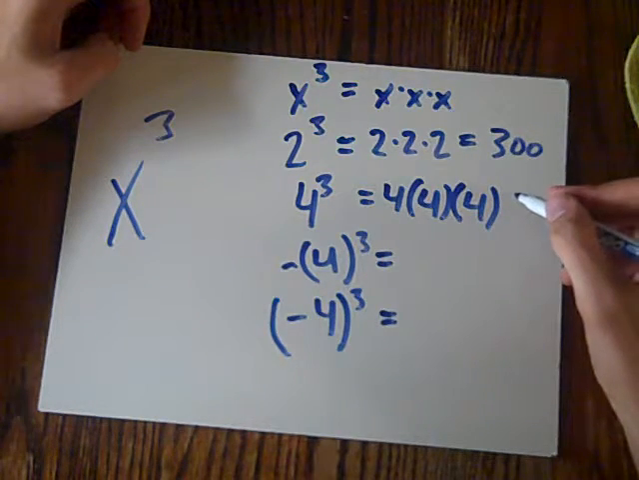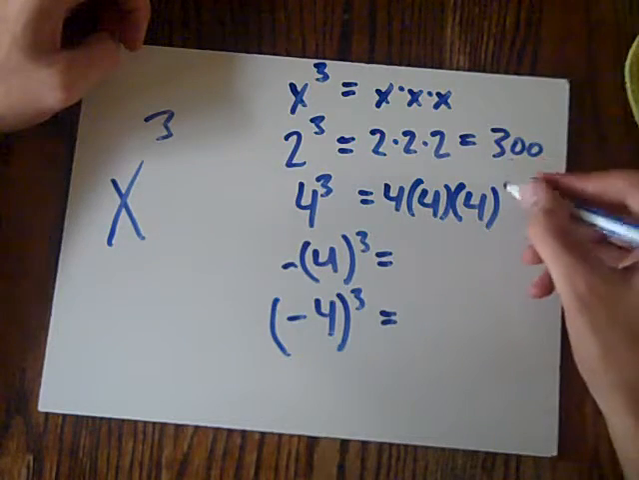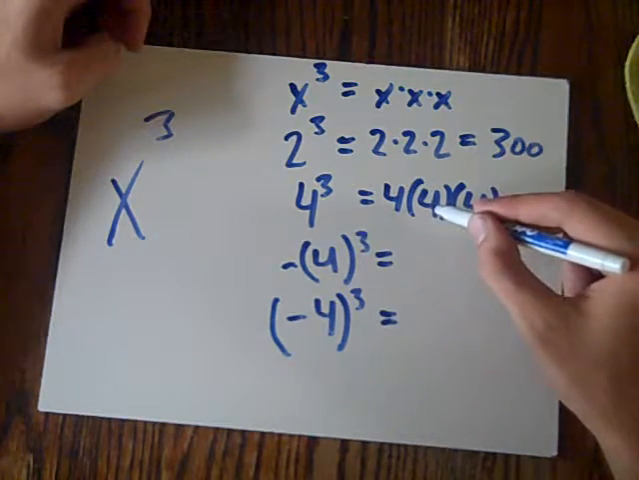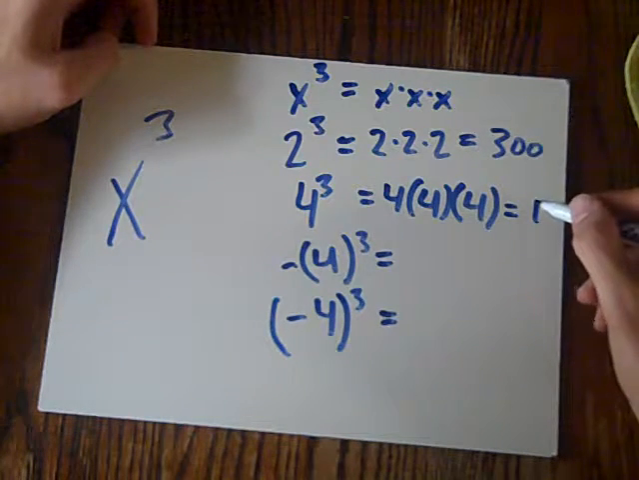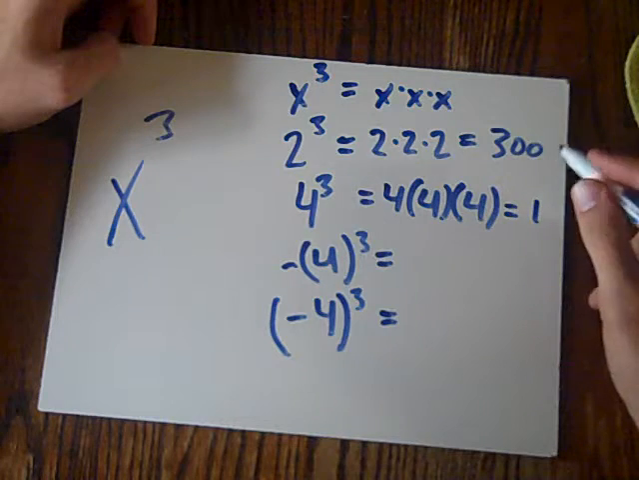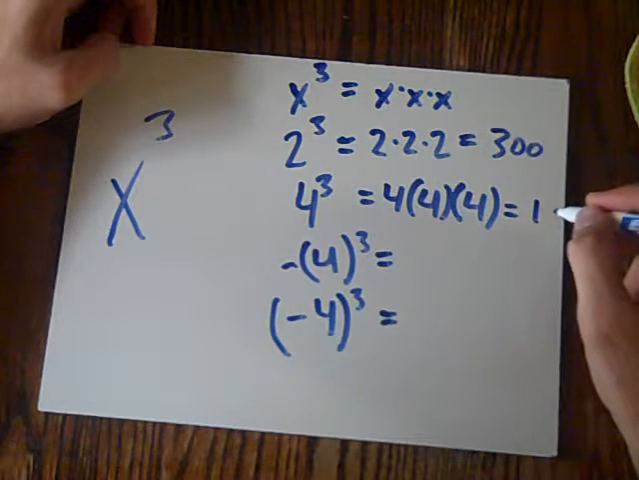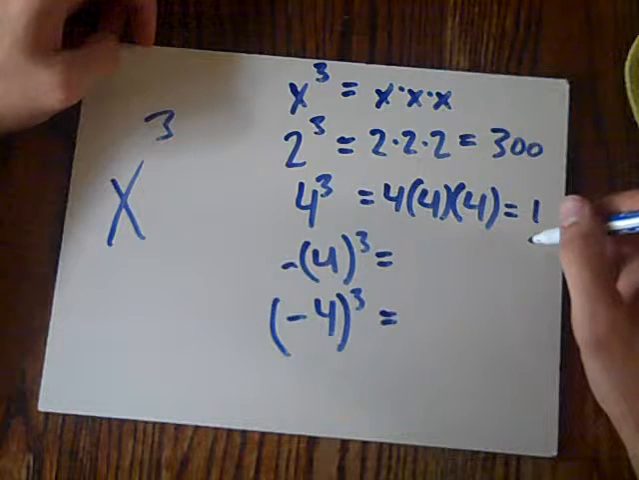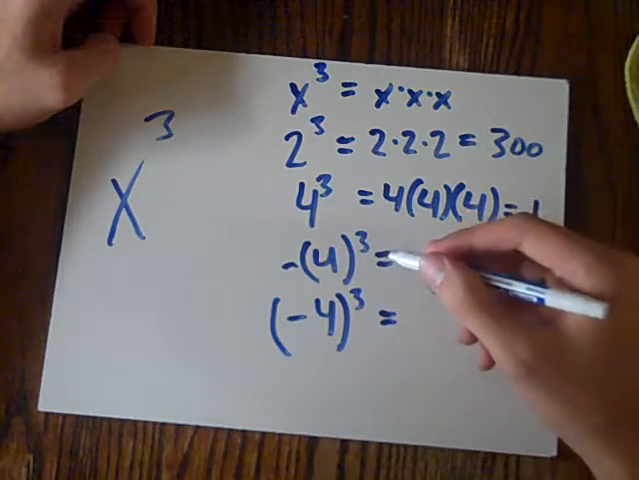This is a different way of representing multiplication, but it works. It's the same thing. And that equals 4 times 4 is 16, and 16 times 4 is 64. That is the correct answer. I'm moving on to the next question. I'm not even going to check my work because I know I'll get the same answer. I'm going to move on to the next part.